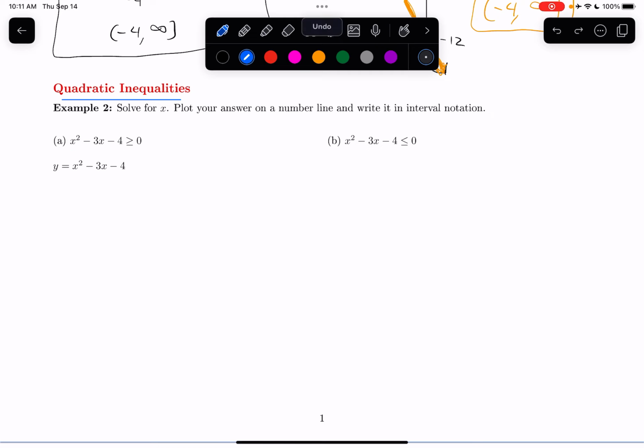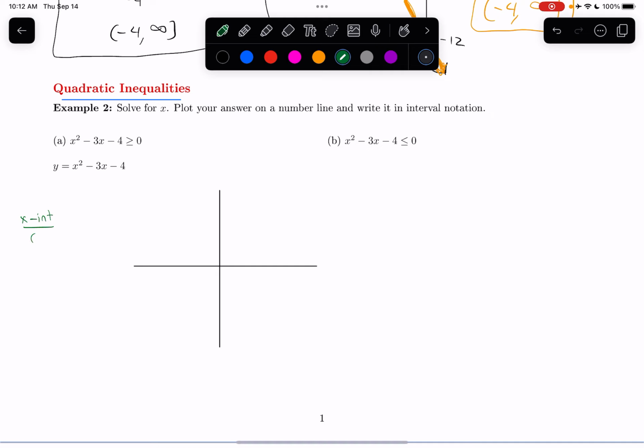To solve quadratic inequalities, one of the ways we can go about this is to think about the graph of this function, y equals whatever our quadratic is, and draw its graph first. So I'm going to draw some axes. I've got my y-axis, my x-axis, and in drawing the graph, one of the things that's helpful to find out are the x-intercepts, where it crosses the x-axis.